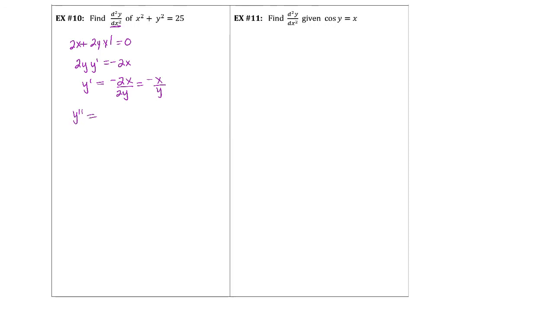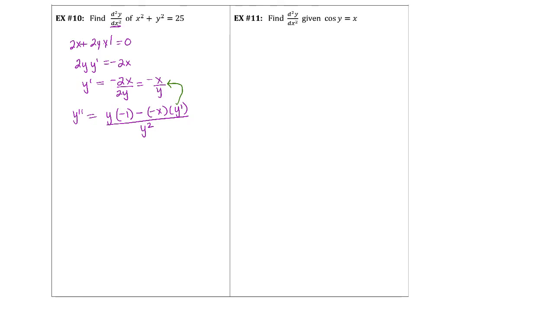So we're going to do y prime prime. And we have the quotient rule. So we're going to do the bottom times the derivative of the top minus the top times derivative of the bottom. All of that is over bottom squared. Now this is where we do have to be careful. Most of the time they want you to replace that y prime in the second derivative with what you found up here.